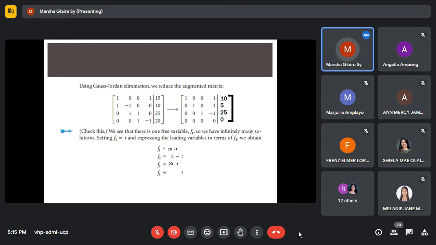If we're going to check this, we see that there is one free variable, which is f4. So we have infinitely many solutions. Setting f4 equal to t, and expressing the leading variables in terms of f4, we obtain f1 is equal to 10 minus t, our f2 is 5 minus t, and our f3 is 20 minus t. And f4 is equal to t.